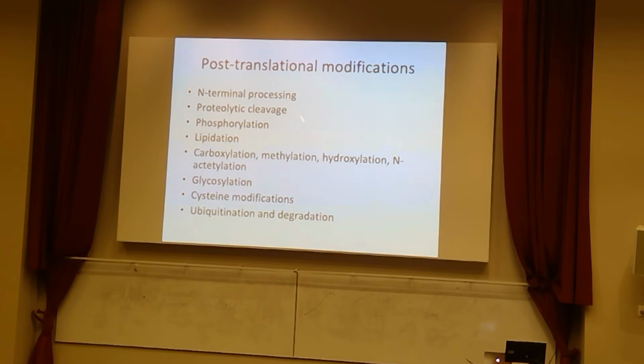So what to know about post-translational modifications? You need to know that there's N-terminal processing, proteolytic cleavage, phosphorylation, lipidation, these smaller covalent modifications to protein side chains such as carboxylation, methylation, hydroxylation, and N-acetylation. Glycosylation is a whole field unto itself. Cysteines can be modified, including the formation of disulfides, and then ubiquitination, controlling degradation. So that's the overview there for post-translational modification.